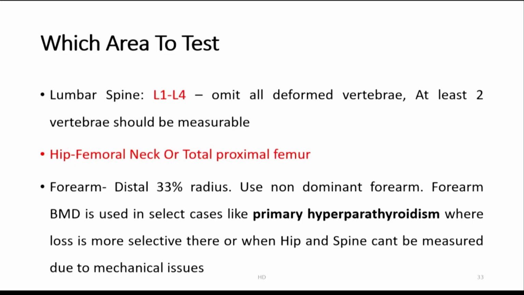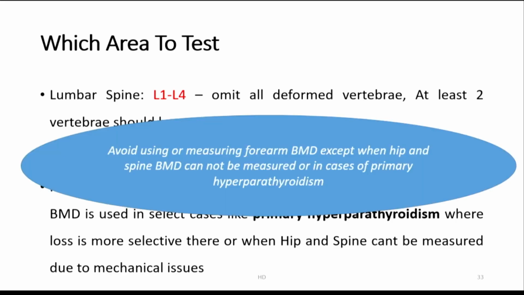Now, which area to test? So we usually see bone mineral density at the lumbar spine, that is L1 to L4. We should omit deformed vertebra, and at least 2 vertebra should be measurable. On the hip, we see the neck of femur or total proximal femur is measured. The third site where we measure BMD is the forearm, that is the distal 1/3 of radius. But we should avoid measuring forearm BMD except when hip and spine BMD cannot be measured, or in some specific conditions such as hyperparathyroidism, which affects the distal radius more specifically.